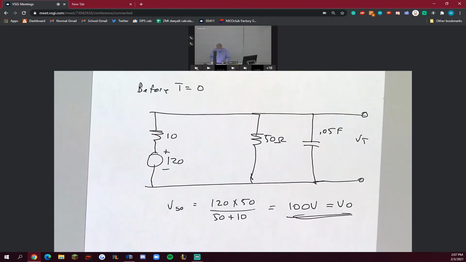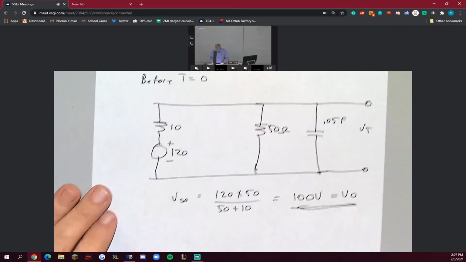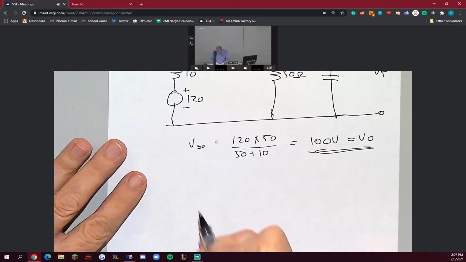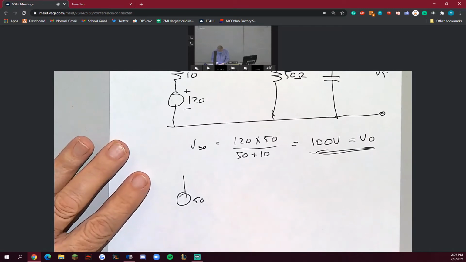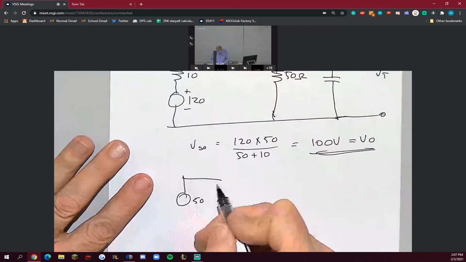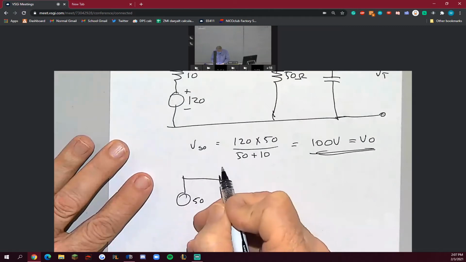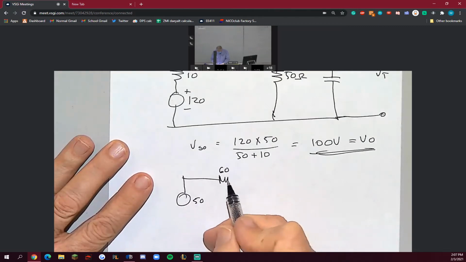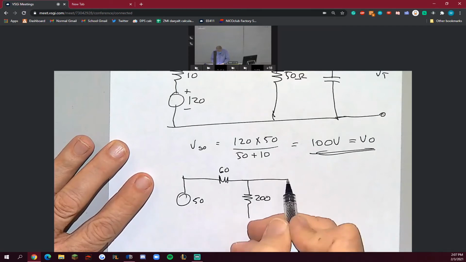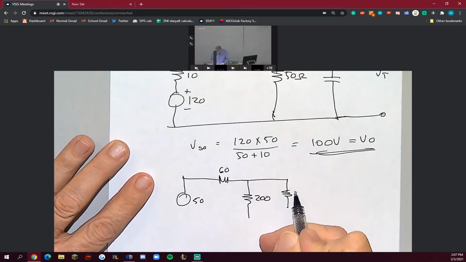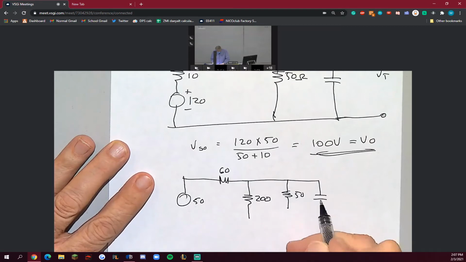Now, how about after t0? Well, now the circuit changes a bunch. We've got a 50 volt source, 60 ohms, 200, 50, the capacitor.